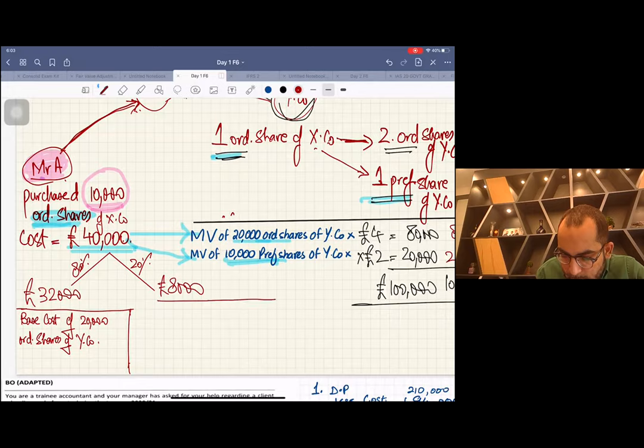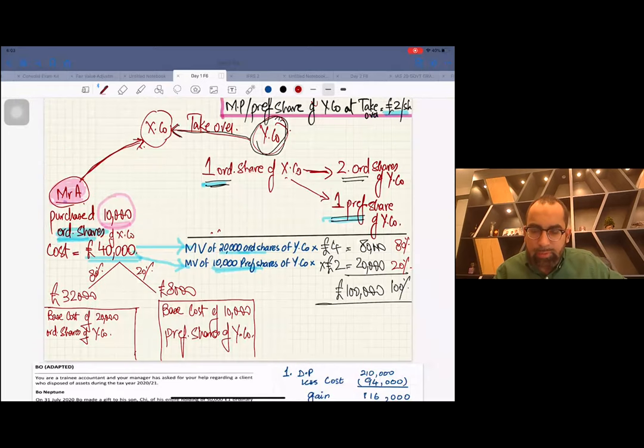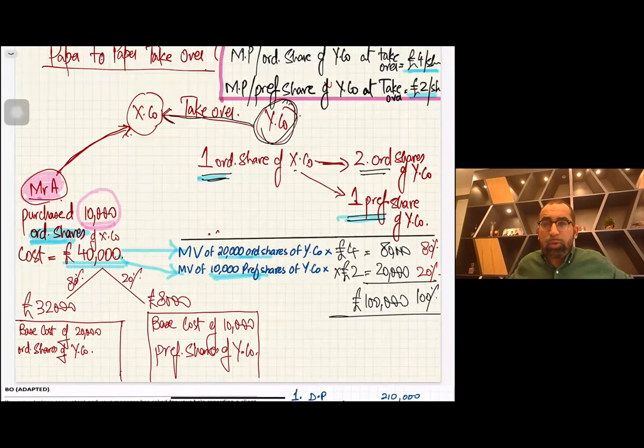And student, this is going to be the base cost of 10,000 preference shares of Y company. Okay, so see, we have just done the split. We have just split this original cost between ordinary and preference shares on the basis of market value percentage, right?